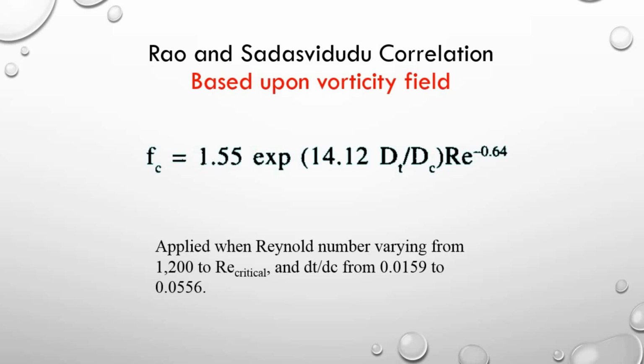Then Rao and his colleague provided another relationship based upon the vorticity fields. They studied the pressure drop through the helical coil and suggested the following equation. Here we can see that the Reynolds number varies from 1200 to the critical Reynolds number, and the geometrical ratio of the coil from 0.0159 to 0.0556.